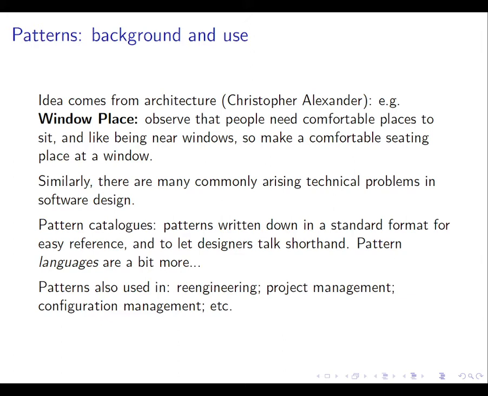But he wrote some very nice books capturing common problems and their common solutions in architecture, and one example is a thing he called window place, and the observation is people need comfortable places to sit in a room and they like being near windows, and so a well-designed comfortable room to be in will often turn out to have a comfortable seating place that's placed at a window, okay, because people tend to like that. Otherwise they start kind of pulling the furniture around and wishing they could sit by the window and that kind of stuff. And similarly there are lots of commonly arising technical problems in software design.